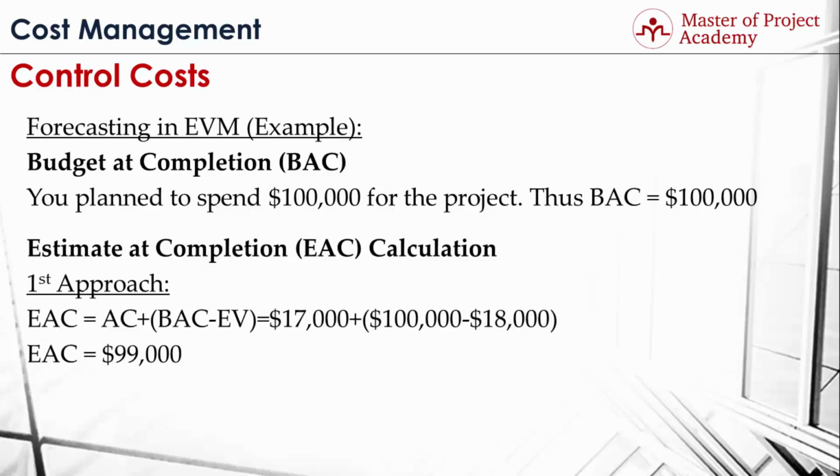In the first approach, actual cost was aggregated with the result of budget at completion minus earned value. If we substitute the values of the scenario in the formula, we'll be finding the estimate at completion will be $99,000 with this approach. As you see, since earned value of the completed work is more than the spent cost, estimate at completion value is less than the budget at completion value.